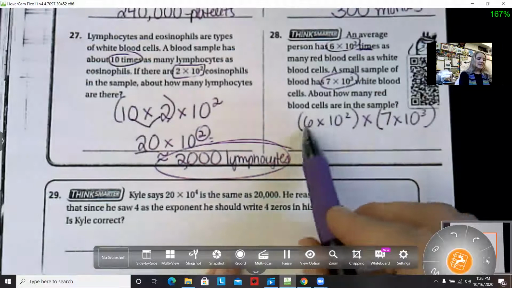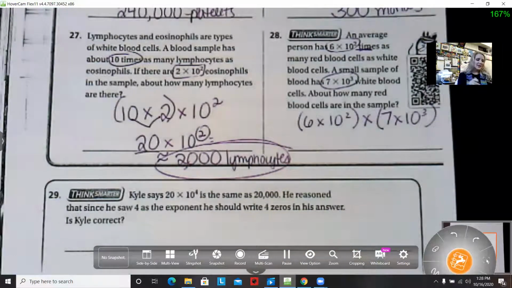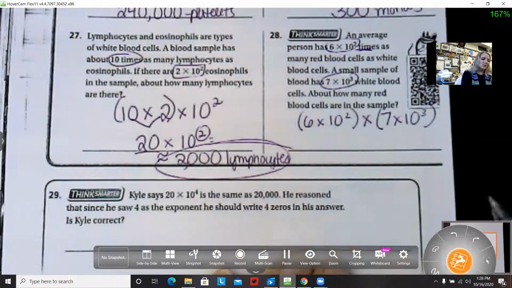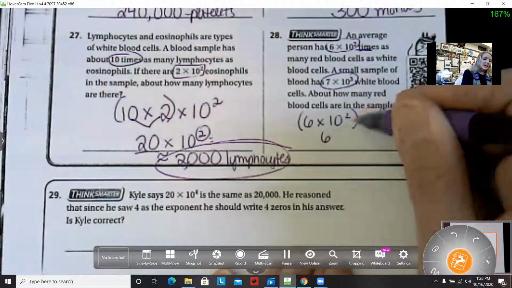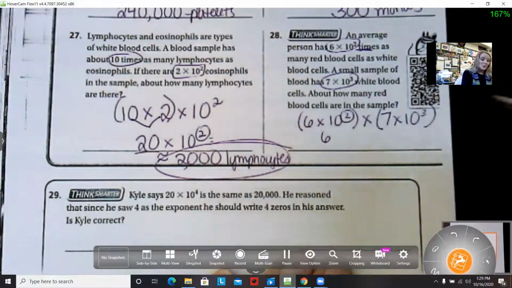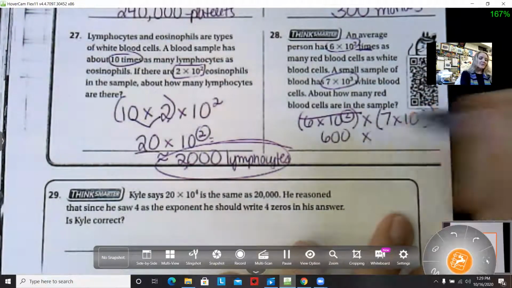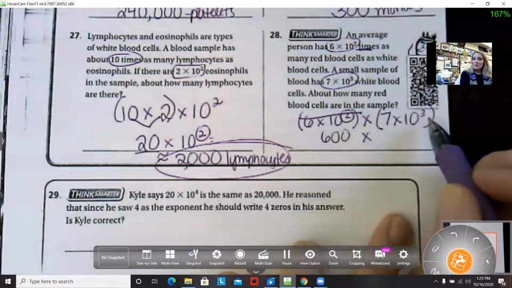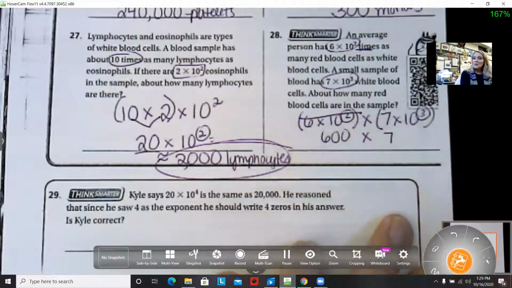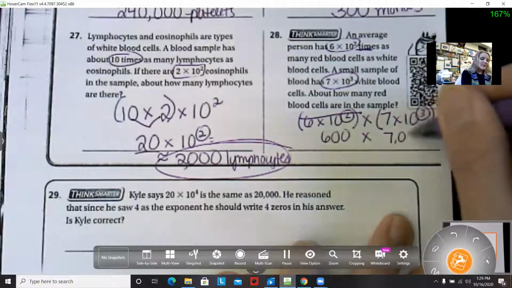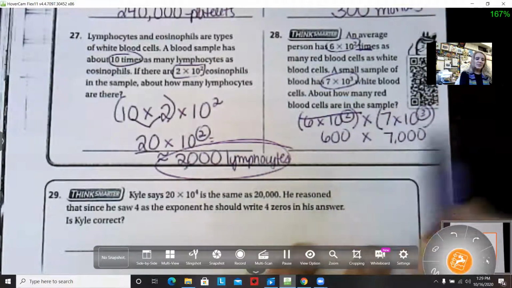Now what we can do is take 6 times 7 and then add up all those zeros, but let's just do it one step at a time since these two numbers go together up here. 6 times 10 to the second power, that just means 6, and add how many zeros? 2, so that's just the number 600. Over here, bring down your times sign. We have 7 times 10 to the third power, which just means put down your 7, and how many zeros? 3, so that's the number 7,000. And now I have to take 600 times 7,000.